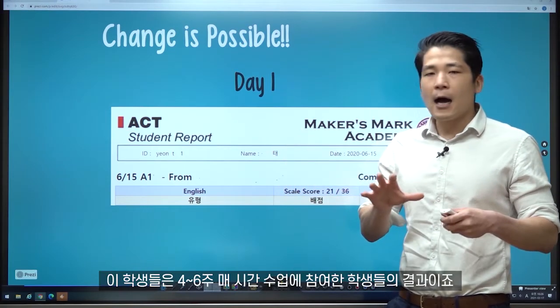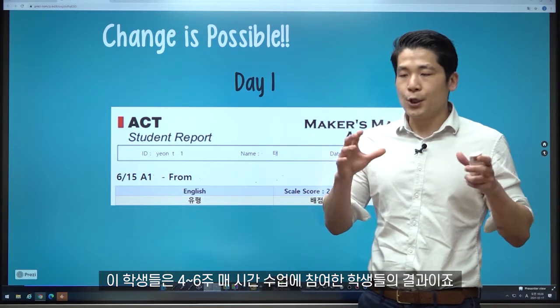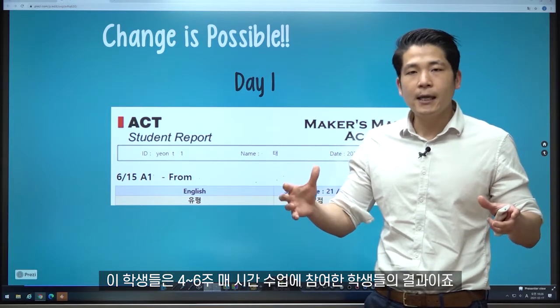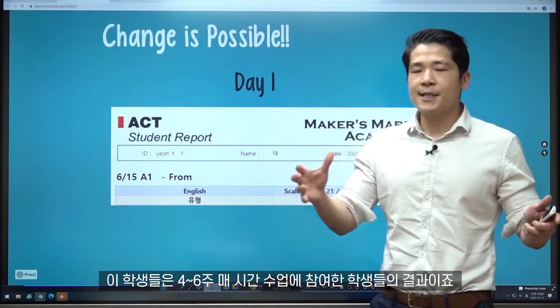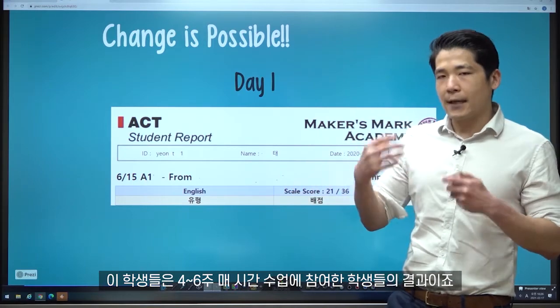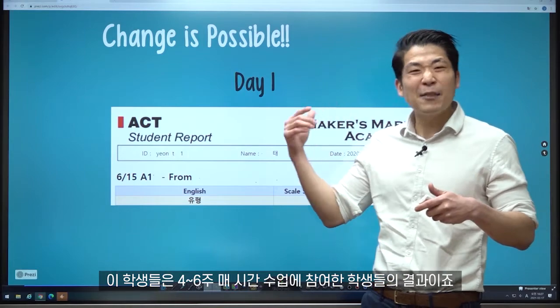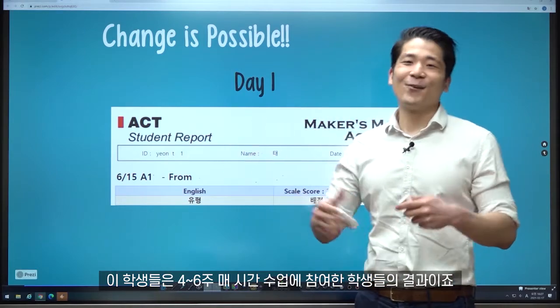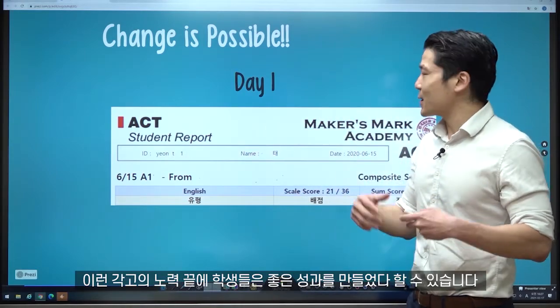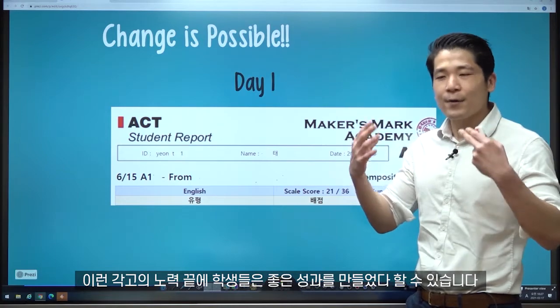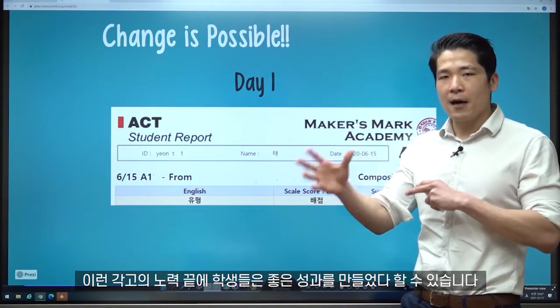These were students who showed up to class every single day and worked with me for about 4 to 6 weeks. They were able to get those kinds of scores. 90% of those kids were in the top 98th percentile in the world for the ACT English test. So that consistent work does pay off, you guys.